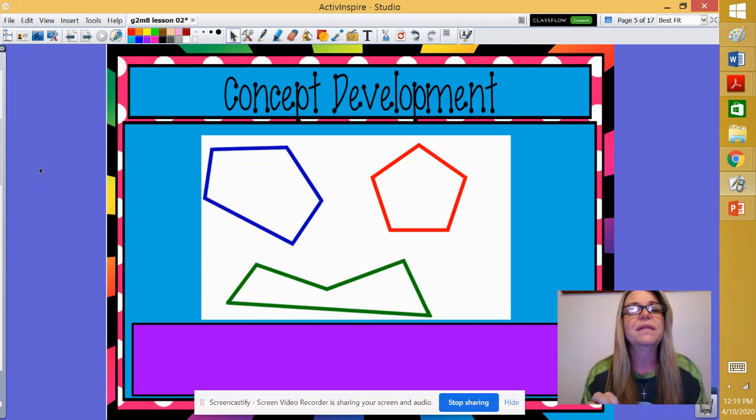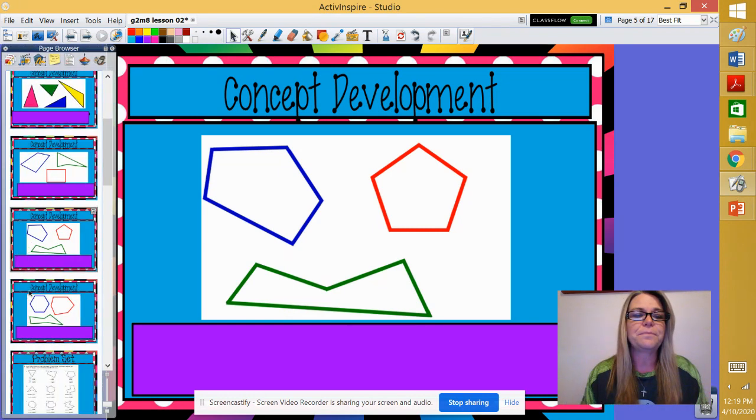3. Remember? Tri means 3. So a triangle has 3 straight sides and 3 angles. A quadrilateral has 4 straight sides and 4 angles. A pentagon has 5 straight sides and 5 angles. A hexagon has 6 straight sides and 6 angles.